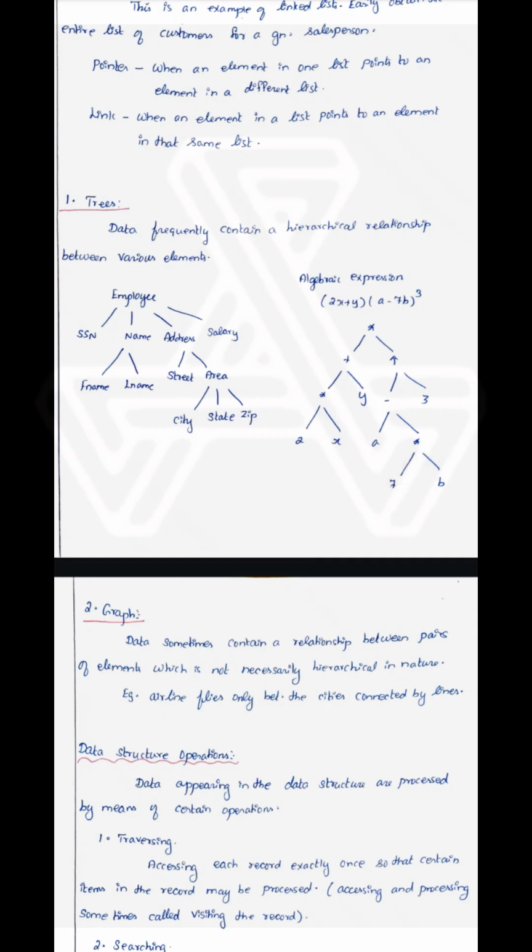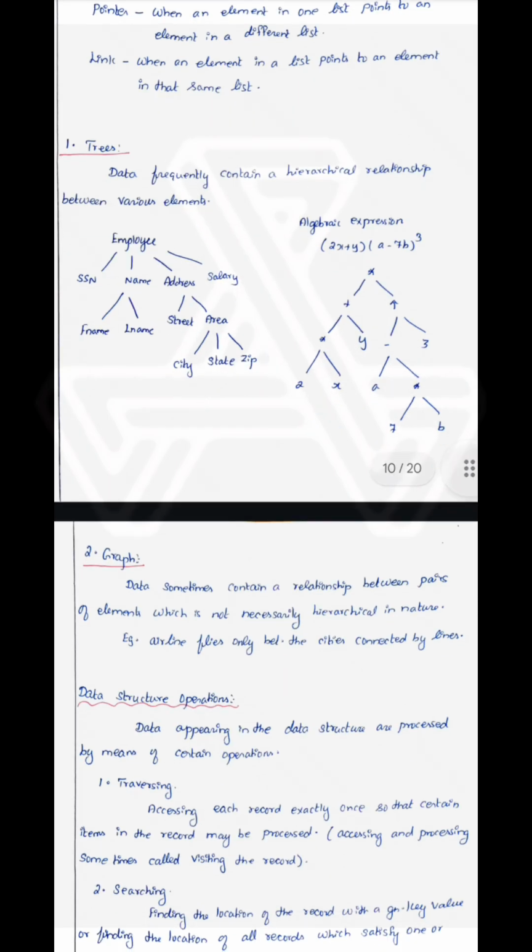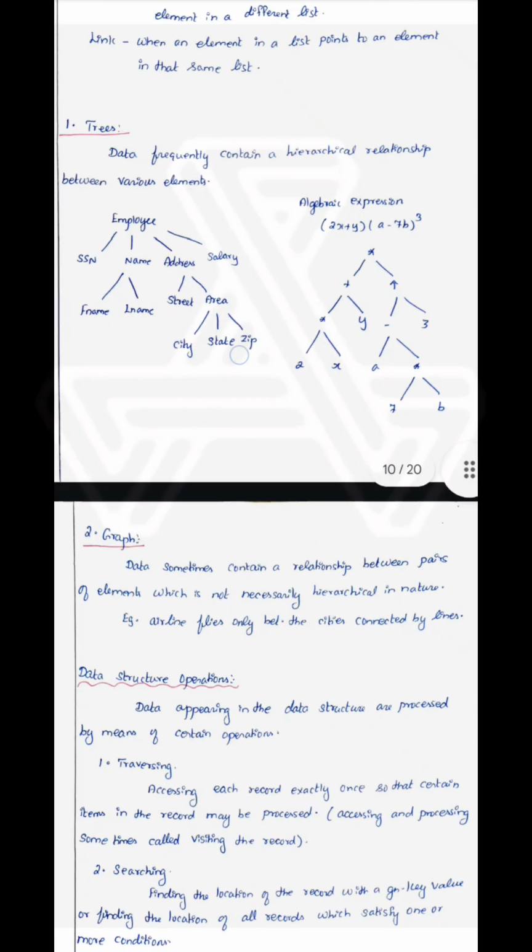The pointer and the link. A pointer points to an element in a different list. Okay, that's the difference between a pointer and a link.